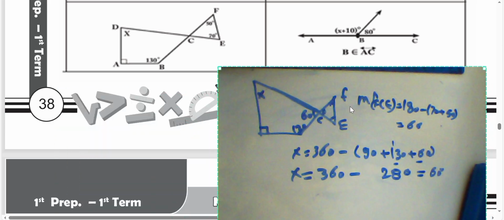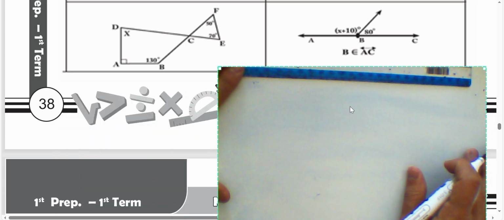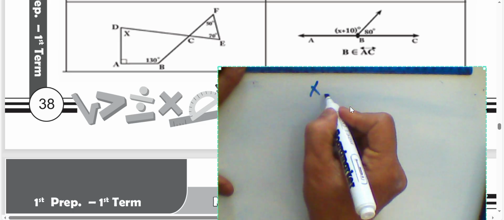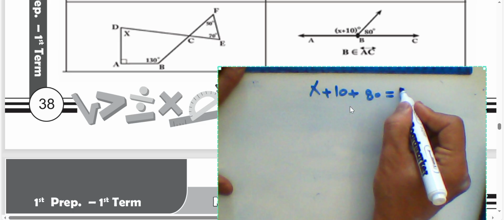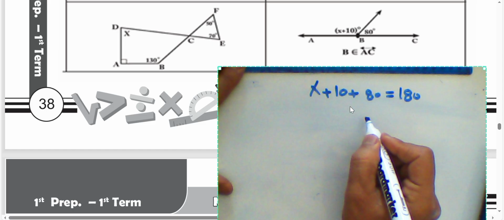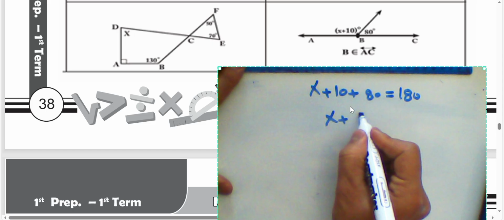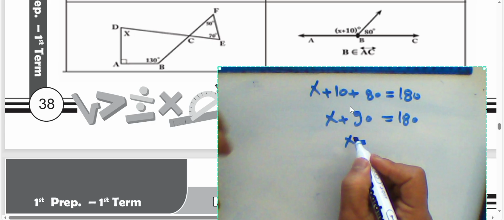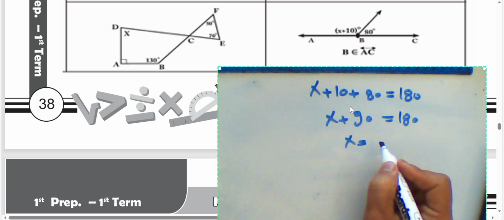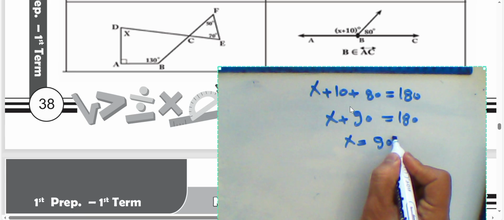Next question, we have B belonging to AC. We have straight angles. The measure of this angle will be 180. Then x plus 10 plus 80 equals 180. Then x plus 80 plus 10, that is 90, equals 180. And the measure of angle x equals 180 minus 90 equals 90 degrees.